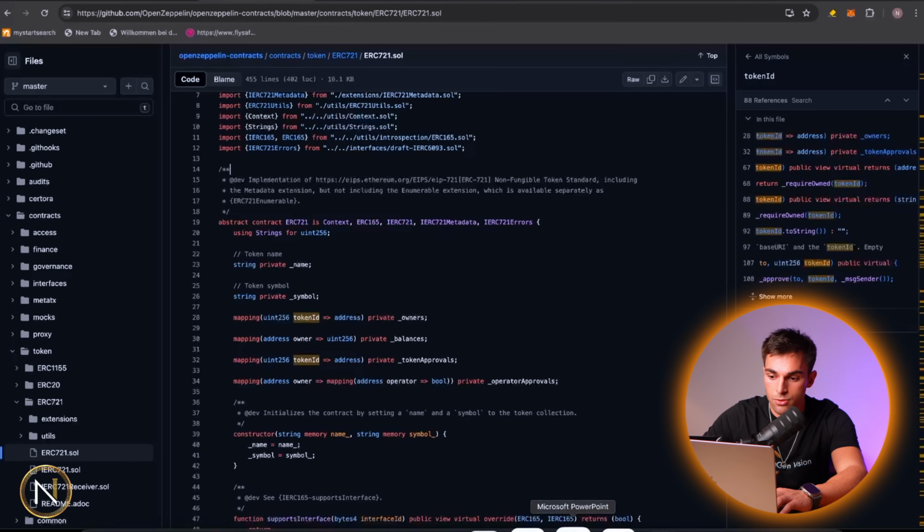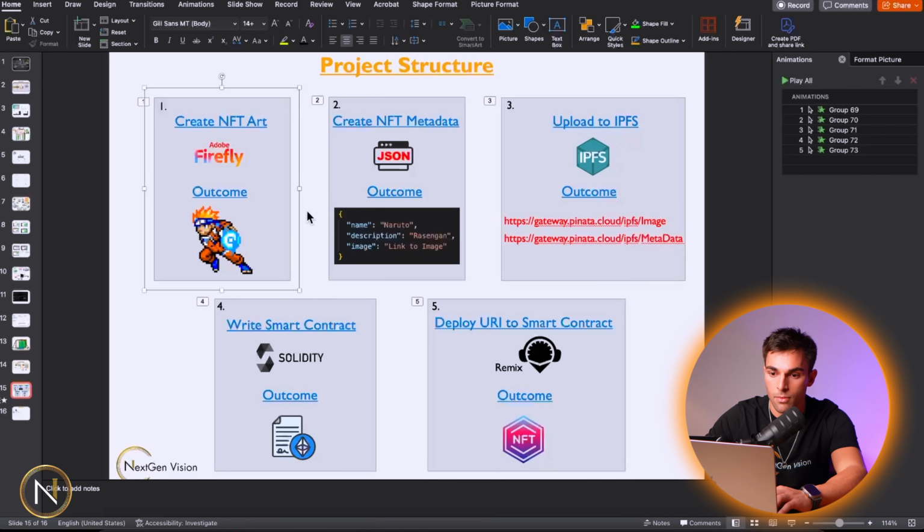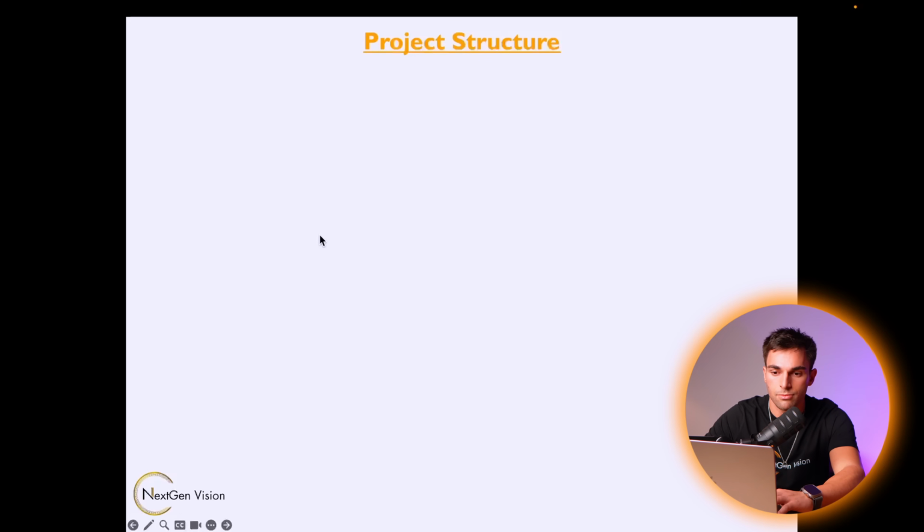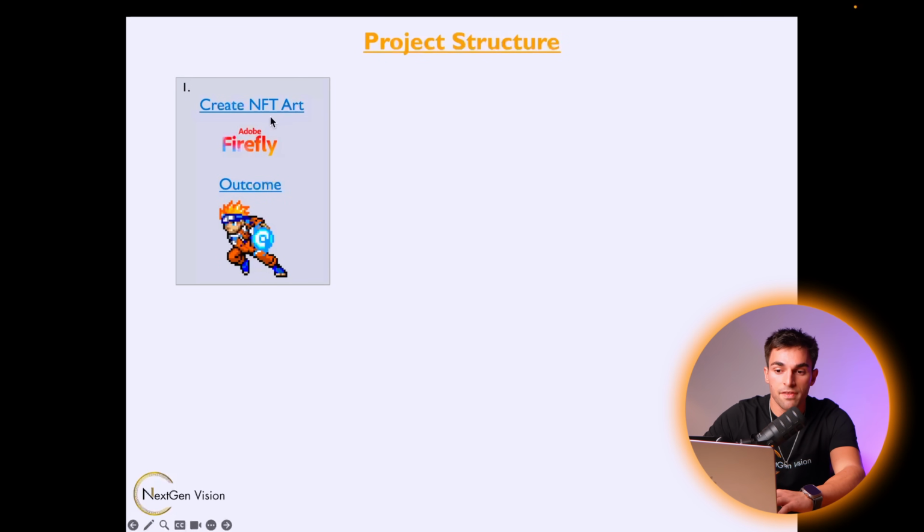All right, so let's do a project breakdown quick. So first, we have to create the NFT art. So I'm going to use Adobe Firefly. Adobe Firefly is an AI generative tool. So you can pretty much describe what you want the piece of art to be, and then it'll give you some options. If you are in this for the digital art purpose of it, then maybe you want to create your own from scratch. This will give us an outcome like this image of Naruto, which is pixelated.